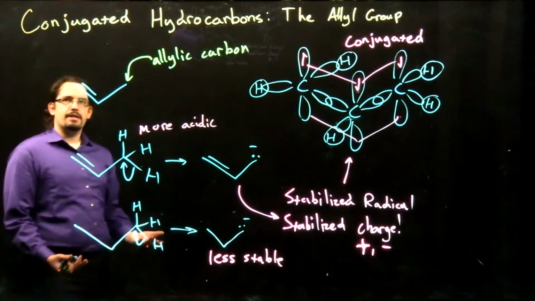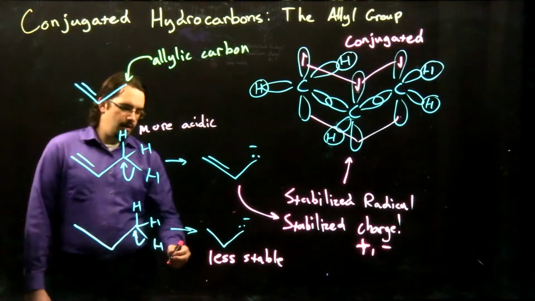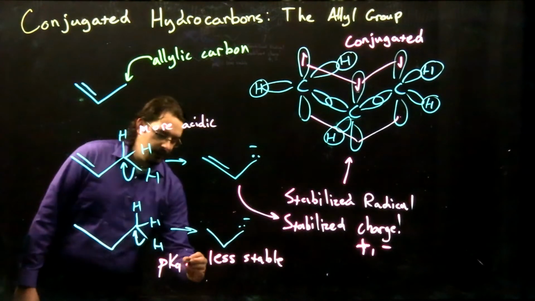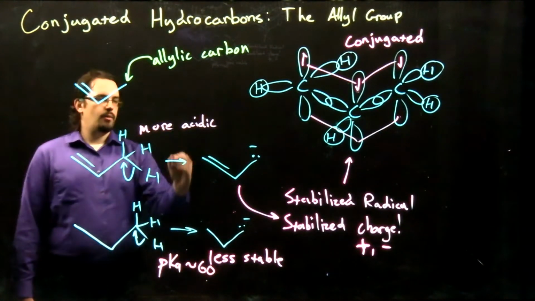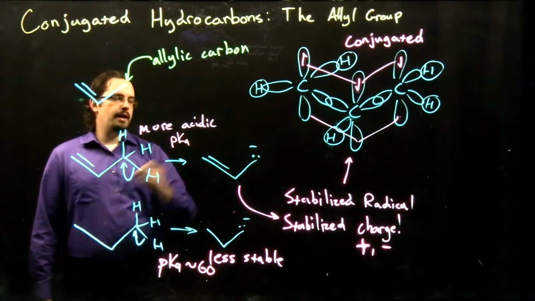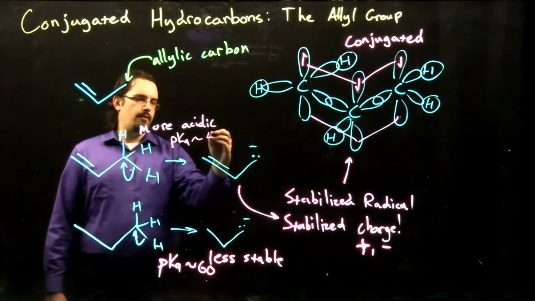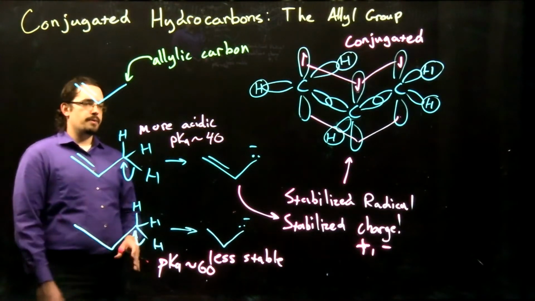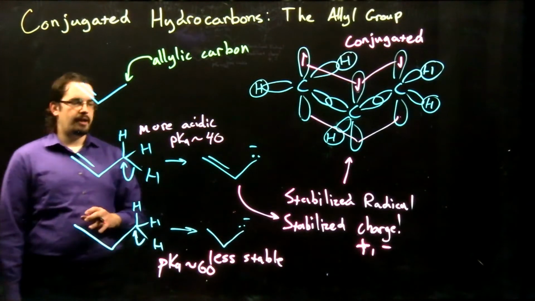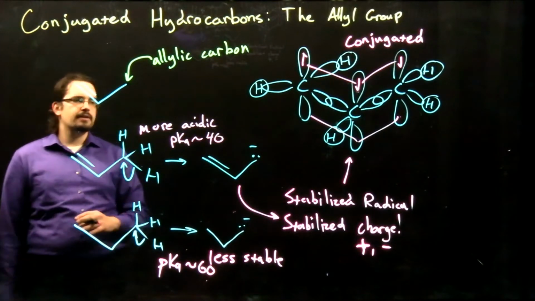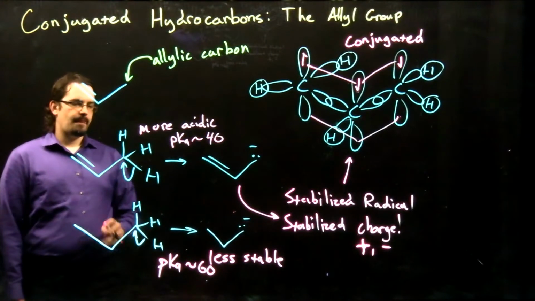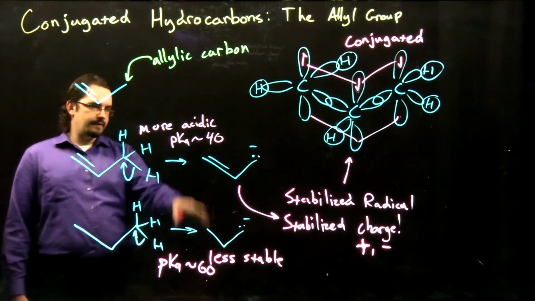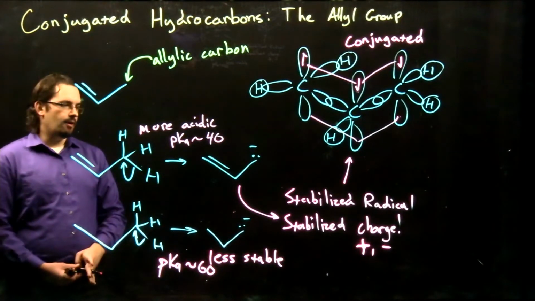Now, this isn't a huge difference in terms of our overall acidity. Our pKa for our normal propyl group is somewhere around 60, whereas my pKa here with my allylic group is around 40. Right? So pKa of 40 is still an extremely weak acid. We would need a really strong base to deprotonate this. So it doesn't have a huge effect on our allylic carbon, but it does have a significant difference in our acidity overall.